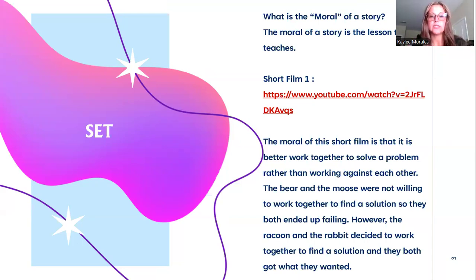So in this story, you'll see the bear and the moose were not willing to work together to find a solution. They couldn't compromise. They fought, they pushed, they shoved, they do all these things. And in the end, they both end up failing because they can't work together. But you'll also see a rabbit and a raccoon. And the rabbit and the raccoon end up in the same predicament as the bear and the moose.